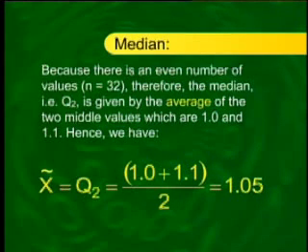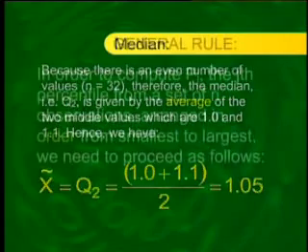Therefore, the median, which is also known as the second quartile, is equal to 1.0 plus 1.1, and this sum divided by 2, and therefore, we obtain 1.05. As far as the quartiles are concerned, students, I would like you to first note the following general rule.